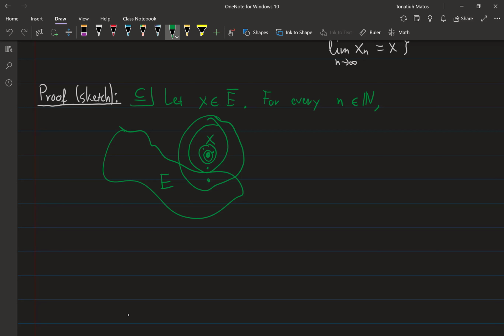So for every n, pick xn as some element inside this ball, some element of E, of course, because E must intersect any open ball around x. So let's pick the radius 1 over n. Why 1 over n? I can pick anything I want, right? But it has to be a countable amount of numbers because I only want to generate a sequence, not something more complicated. So 1 over n seems like the easiest. You could pick 1 over 2 to the n or 1 over 2n or whatever.